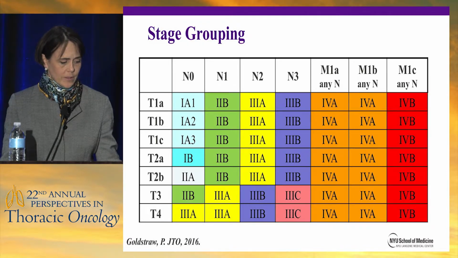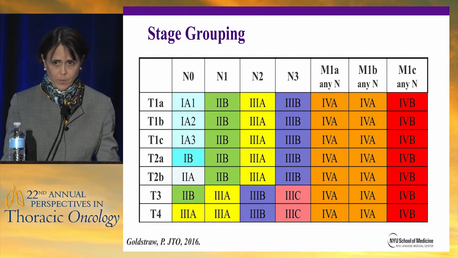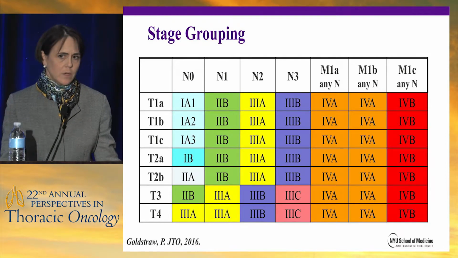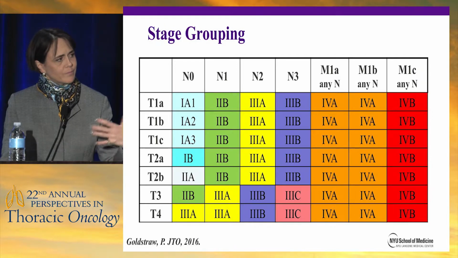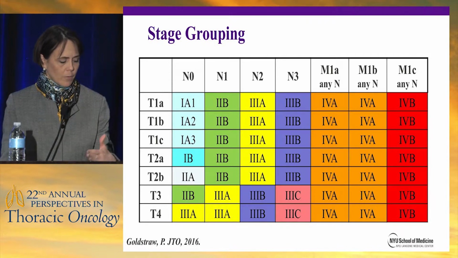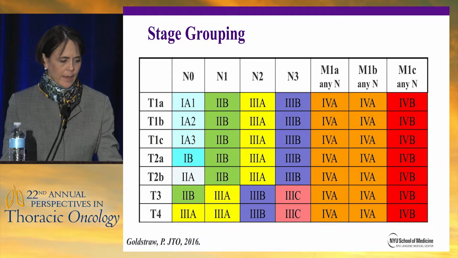And similarly, all the N2s get grouped together again, except for patients with T3 or T4 tumors. I always think this is good because, again, surgeons really shouldn't be operating on patients who have T3 or T4 N2 disease, and making those 3B really does set a nice line.